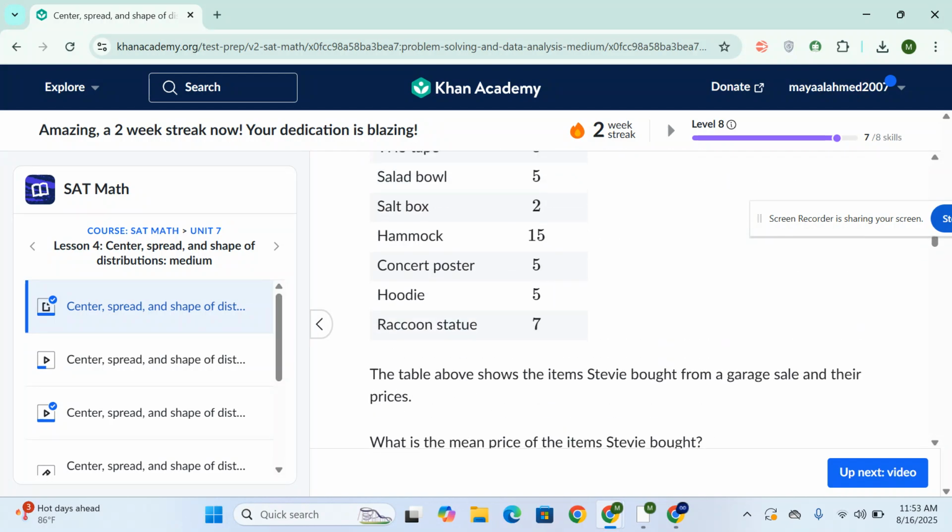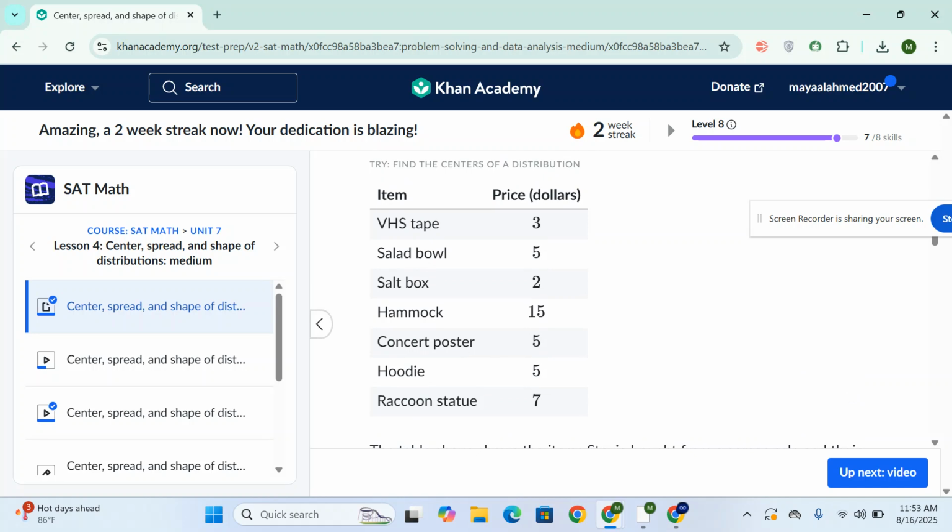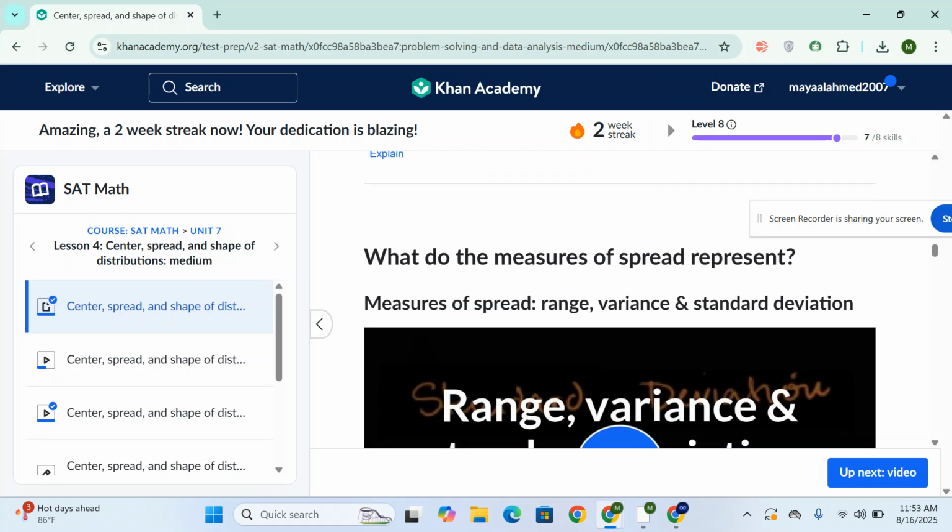And for mode, which price is the most frequent? You can see that $5 is the one that's most repeated, so 5 becomes your mode. So that's how you're going to answer this question.